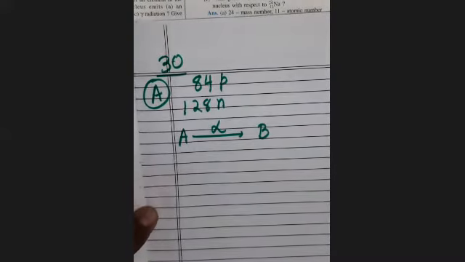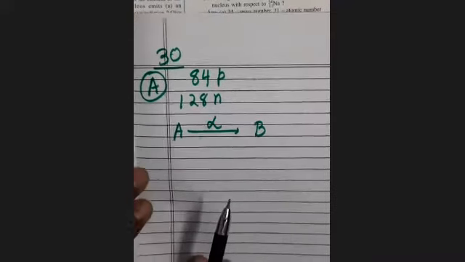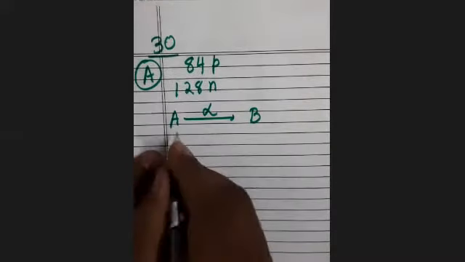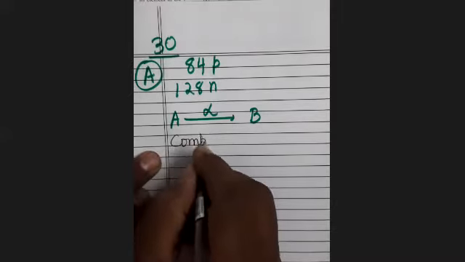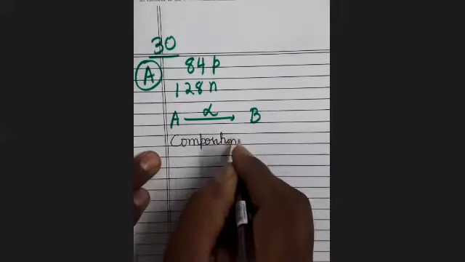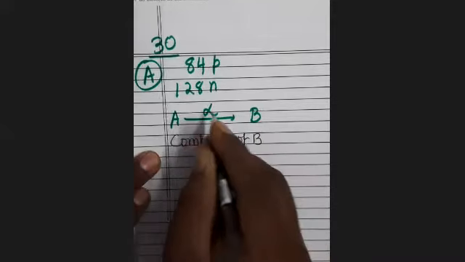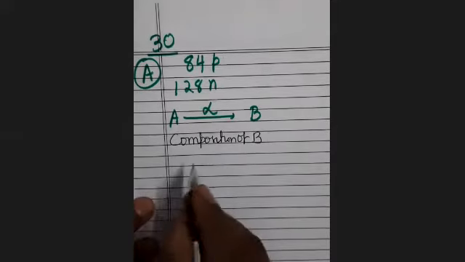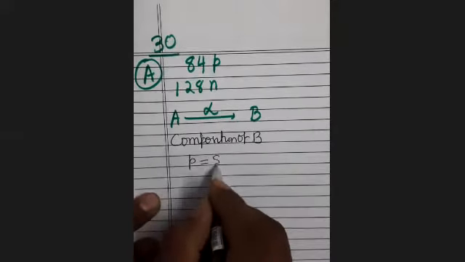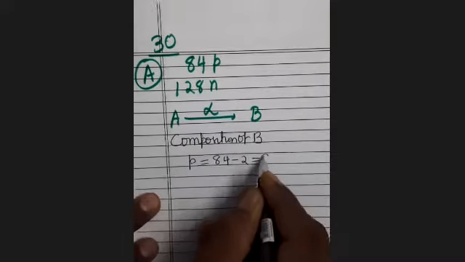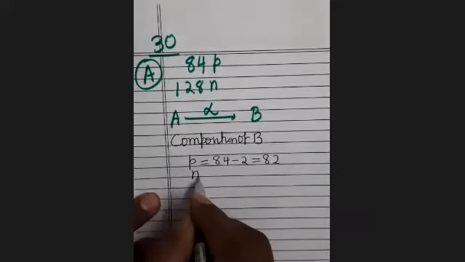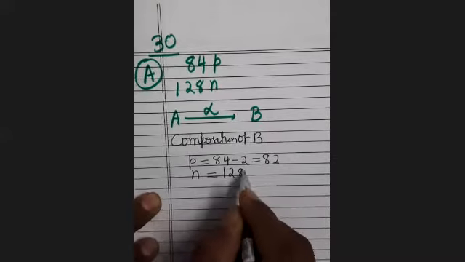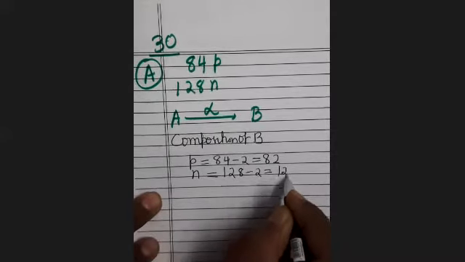In the first part, it has been asked, what is the composition of B? Composition means you have to explain about the proton and neutron. It's clear. So composition of B. As you know, when an alpha particle gets emitted, proton decreases by 2, neutron decreases by 2. So proton will become 84 minus 2, that is equal to 82. Neutron will be 128 minus 2 equals 126.